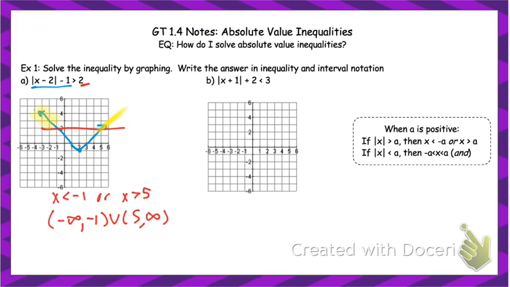So now we're going to go ahead and look at this second one. We're going to start by graphing that absolute value. So that's shifted left 1, up 2, same slope. And then we're looking at where that graph is less than y equals 3. So less than is going to be where it's below, and it is below in that part right there.